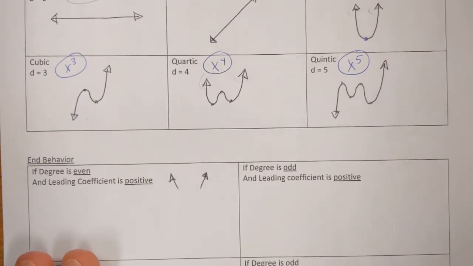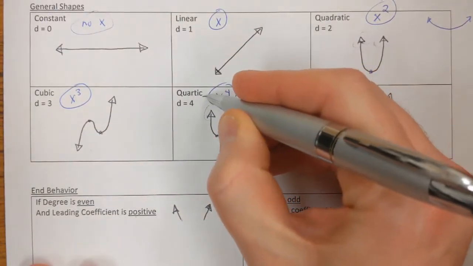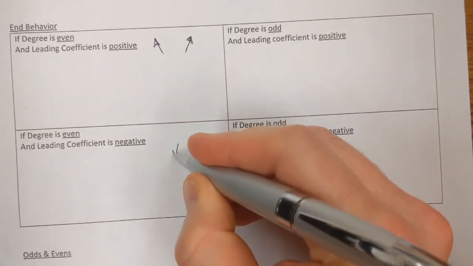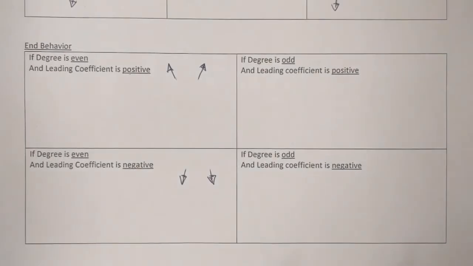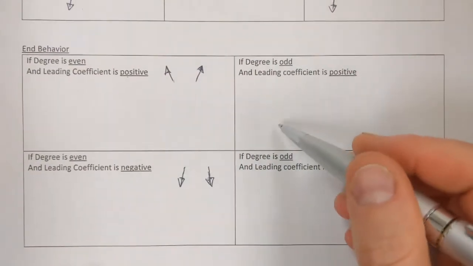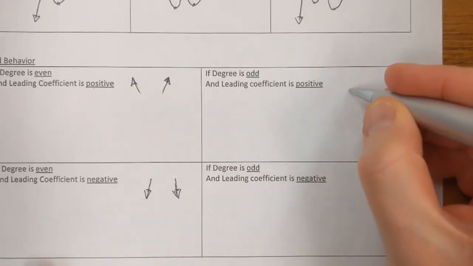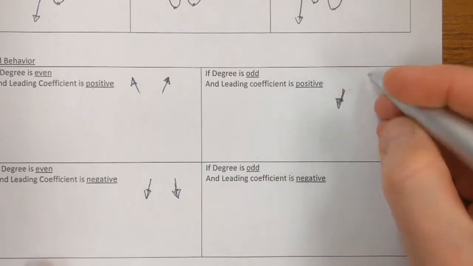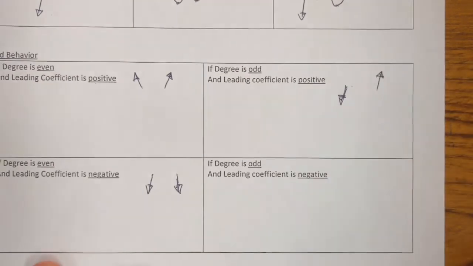Okay, so if instead of an x to the fourth, let's say, just pretend this was a negative x to the fourth. What actually happens in that case, both of your arrows would go down, like this. Okay. Now with the odd functions, with the odd degrees, you're always going to get an alternate, where if the degree is odd and the leading coefficient is positive, the left arrow is going to go down, and the right arrow is going to go up.